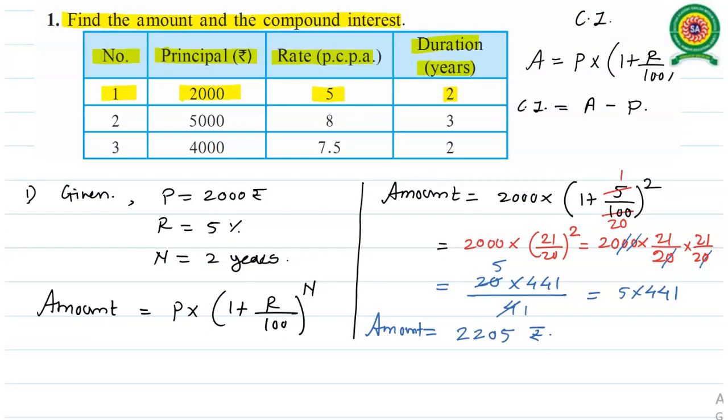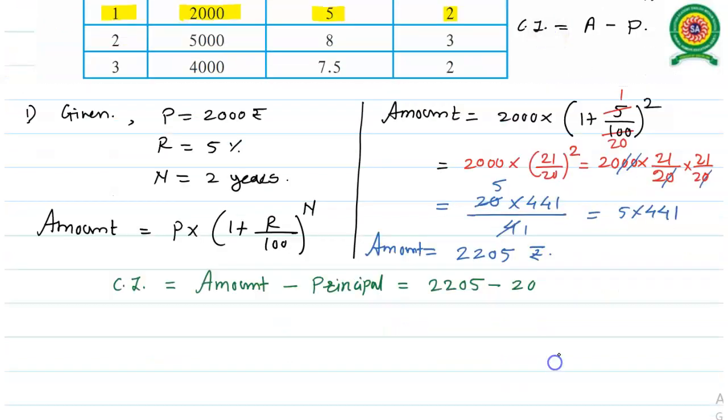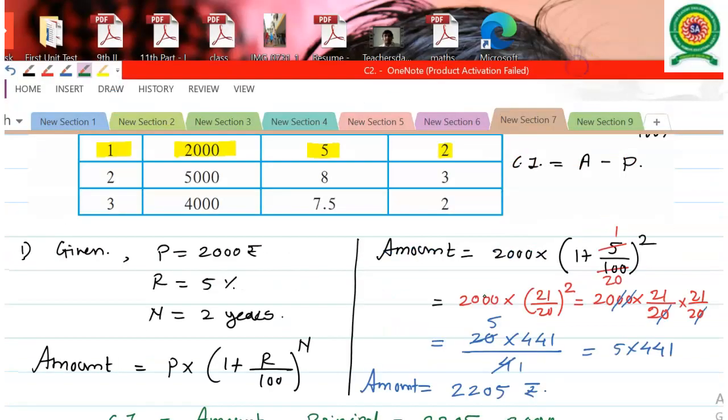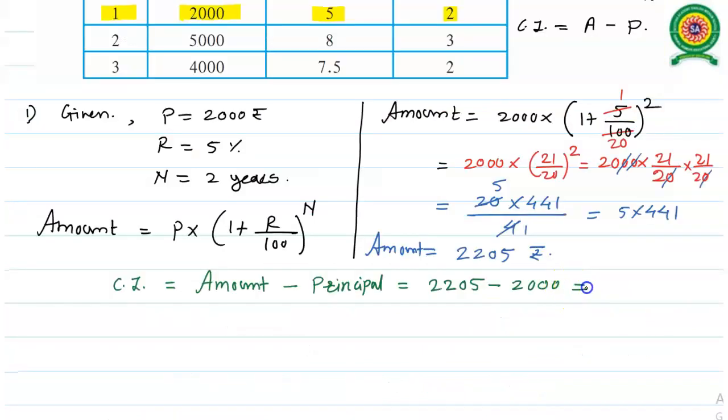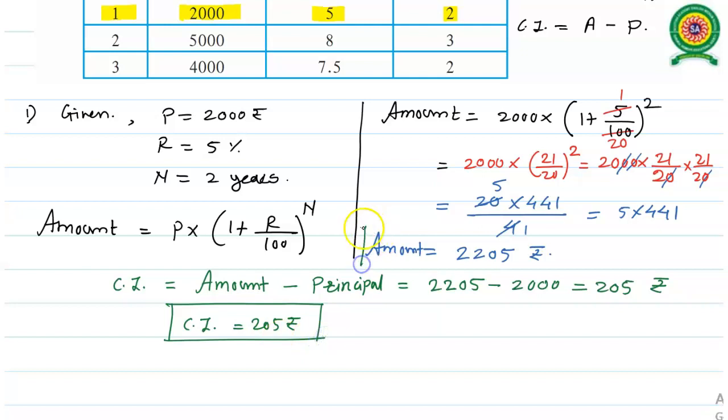Now we have to evaluate the compound interest. The compound interest is denoted by CI, which equals amount minus principal. So the amount is 2205 minus the principal value 2000, we get 205 rupees. So the compound interest here is 205 rupees, while the amount at the end of the 2 years is 2205.